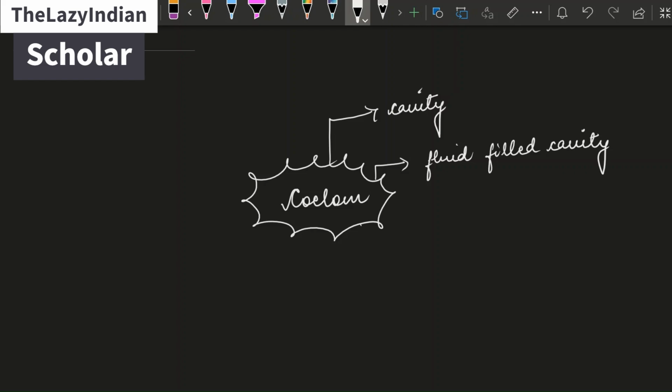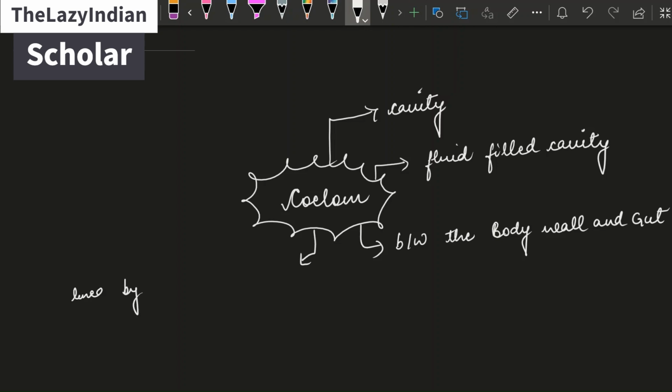Now this fluid-filled cavity should be present somewhere, right? So where is it present? It is present between the body wall and the gut. Gut means our alimentary canal. Okay. It is present between the body wall and the gut. And in between these, a layer is present, and that is the mesoderm layer. So, this body wall and the gut is lined by the mesoderm.